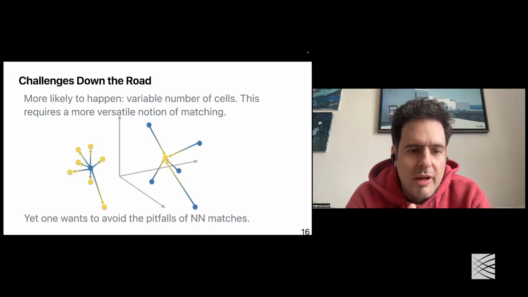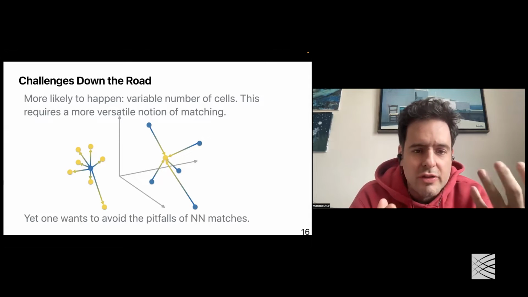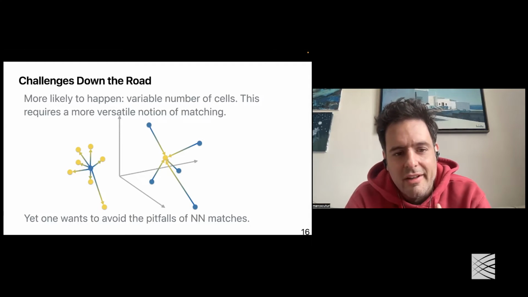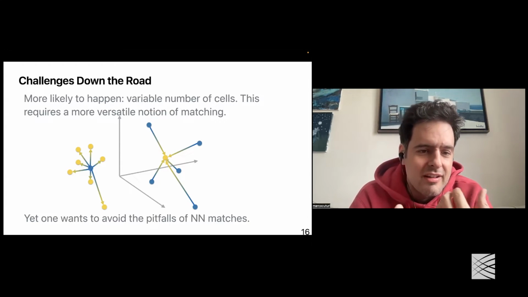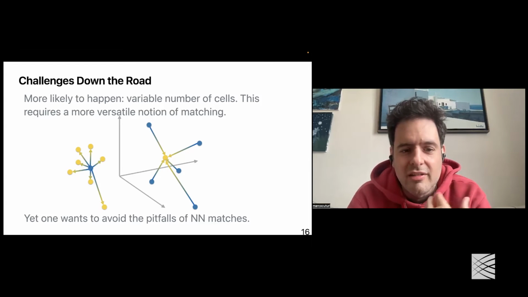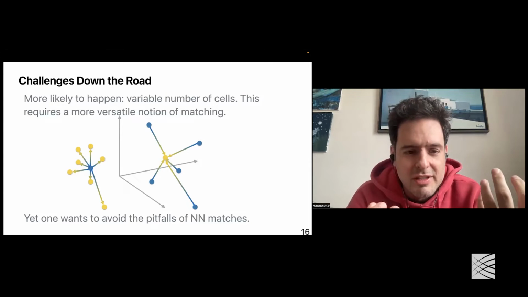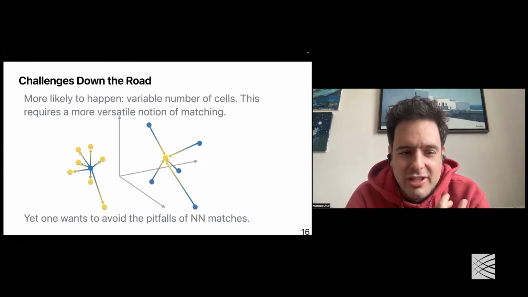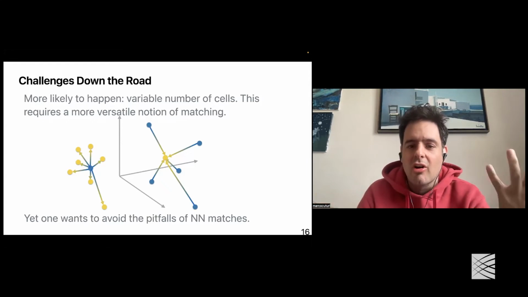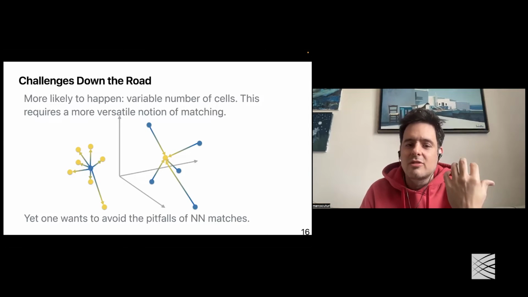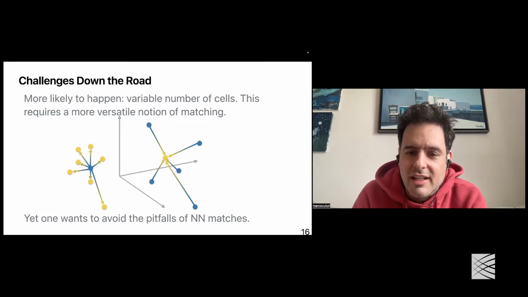For instance, you might be in a situation where a lot of the cells that appeared at 6 hours, if I'm just using their nearest neighbor, the nearest blue cell, would all be explained by just one single cell. That sounds not very biologically plausible. Or vice versa, you could be in a situation where all of the cells that I had at time 0 collapsed into just one cell 6 hours later.